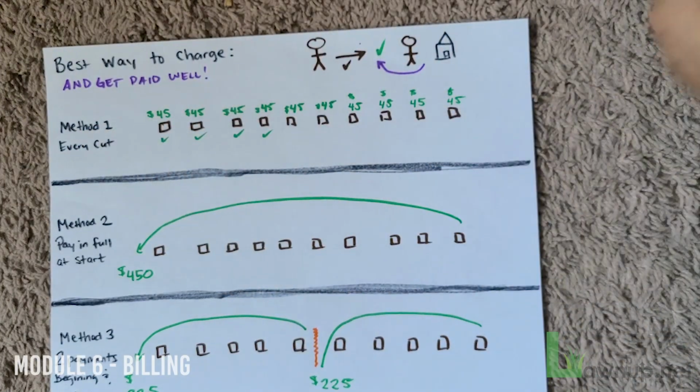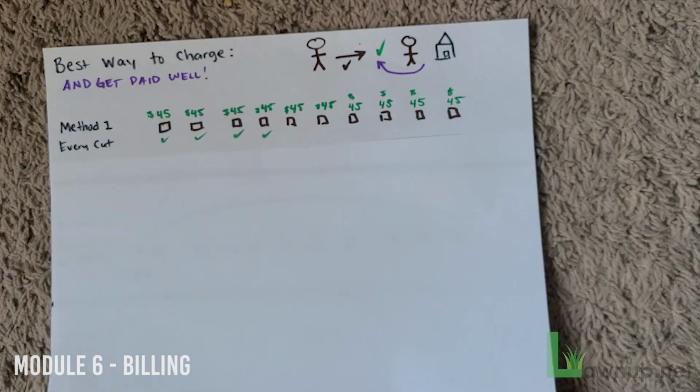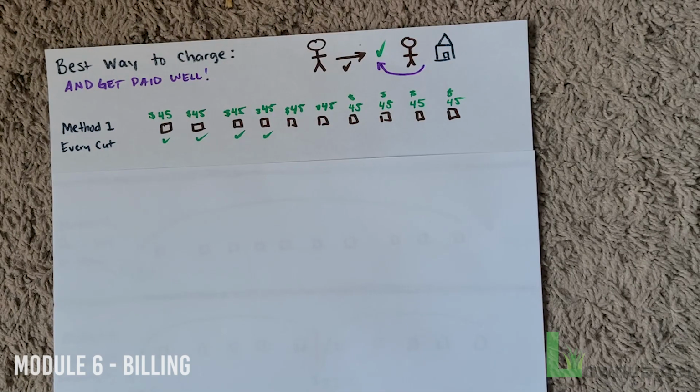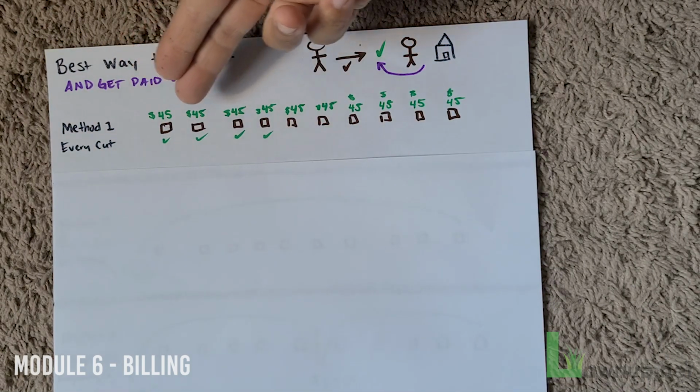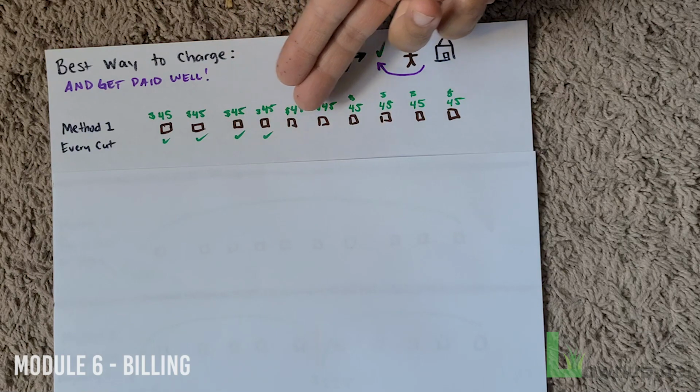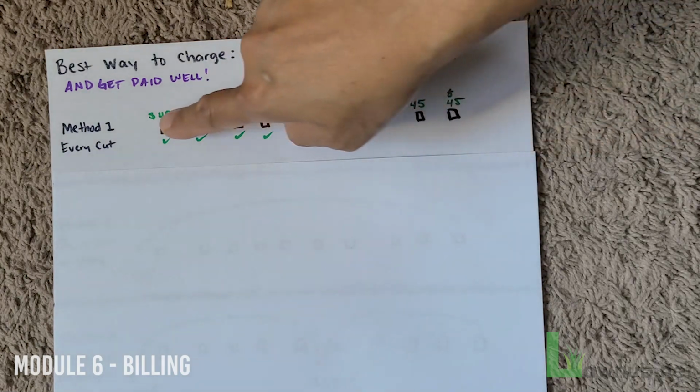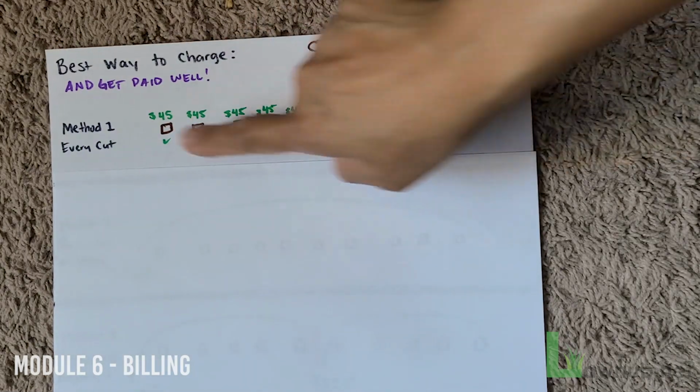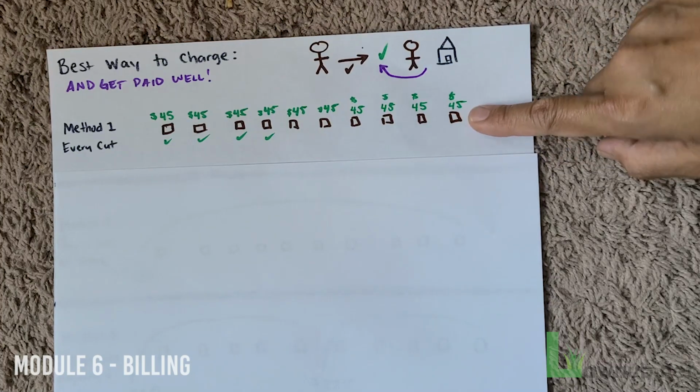So here is method one. I'm going to cover it just so it's not so distracting. Method one is getting paid on every single time you cut. These brown boxes represent every time you cut. I do 10 just for demonstration purposes.